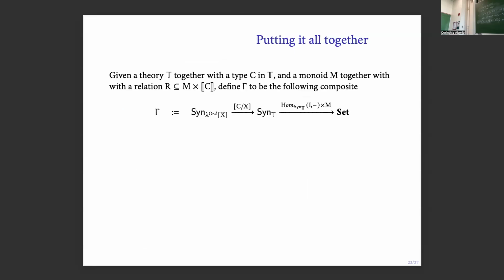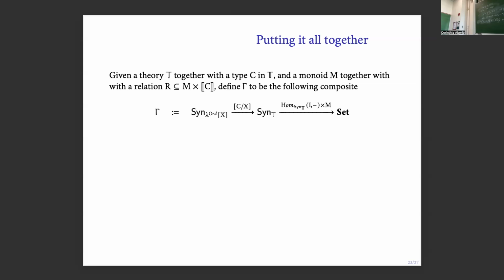And so now putting it all together, given a theory T, together with a type C in T and a monoid M, and a relation R between elements of M and closed terms of type C, we first define gamma to be the following composite. So first of all, we're taking the global sections here in the syntactic category of T, and we're crossing that with M, which is a monoid. As we discussed, M can be regarded as a Lax-monoidal functor just from the unit, the terminal category.